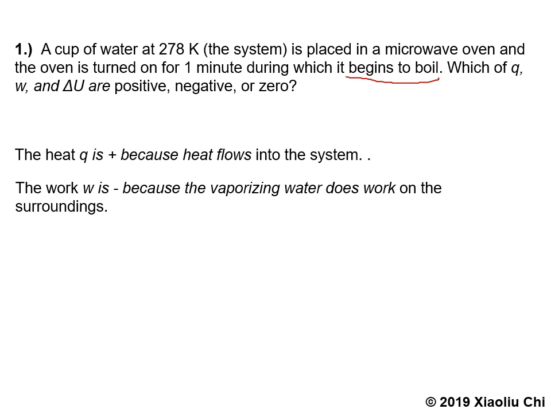For delta U, we need to think about the kinetic energy and the potential energy. Because temperature increases, that indicates kinetic energy increases. Now, for potential energy, because liquid becomes vapor phase, the intermolecular distance increases, and therefore potential energy also increases.